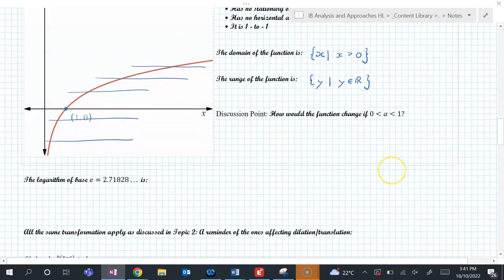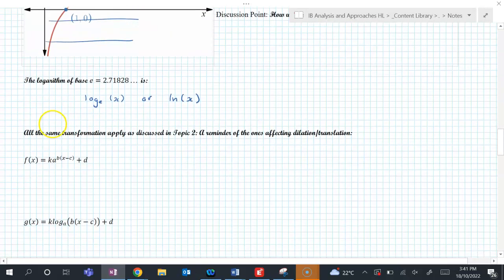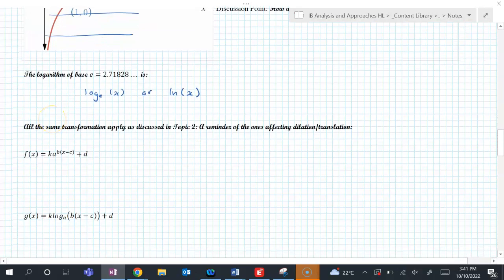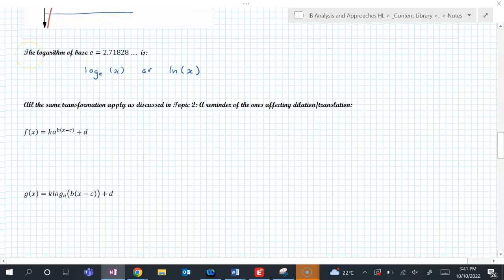Okay, now we've touched on the log of base e. So that's log of base e of x, or another way we can write it is ln of x. Now, the other thing we want to look at is, yes, we can have the standard functions, but we can also have transformations. And so I want to remind you about the transformations in these functions.